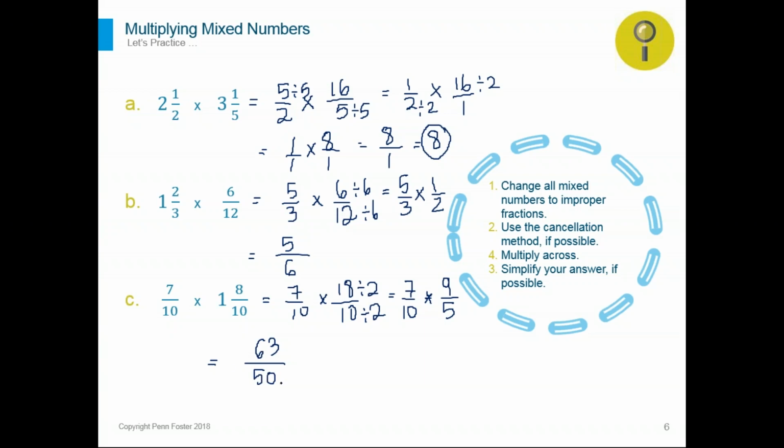63 over 50, this is an improper fraction. So this will make our answer not in simplest form. And here in this problem, we will have to change our answer to the mixed number form.